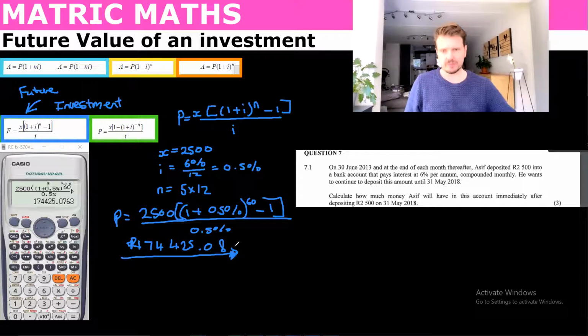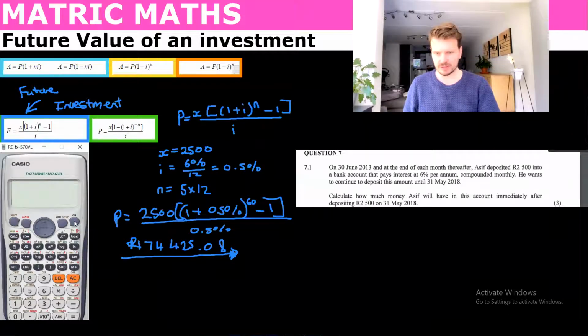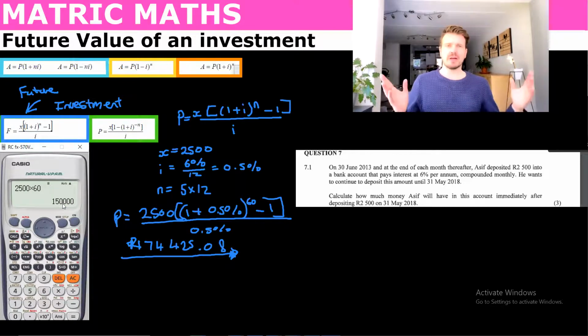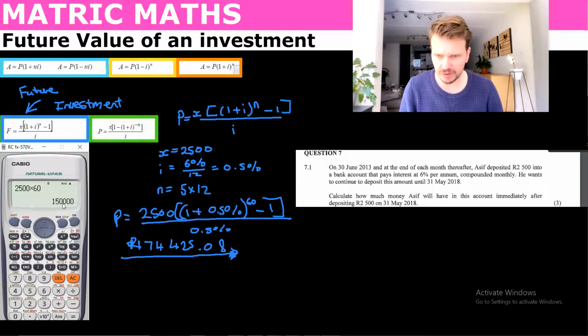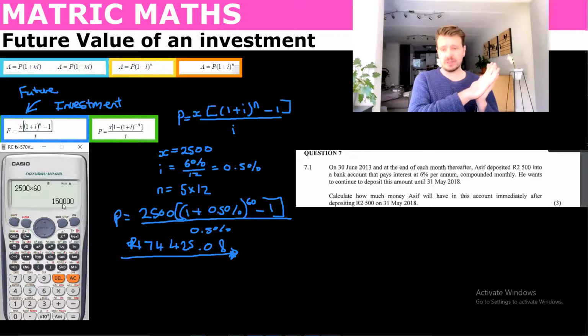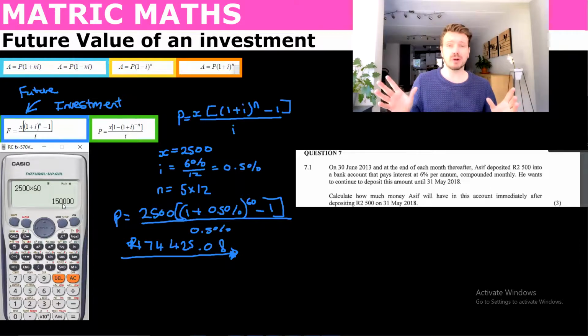Fine. Okay. So let's just check to make sure that that is the correct kind of ballpark figure. So say we took 2,500 and we want to make sure that it's going to be more than when I times 2,500 by 60, right? Because we know that he earns interest. So we get 150,000. That makes sense because there's no way that he would have earned less money than the actual amount he put in. So if you do get an amount lower than the 150,000, you know you've used the wrong formula.